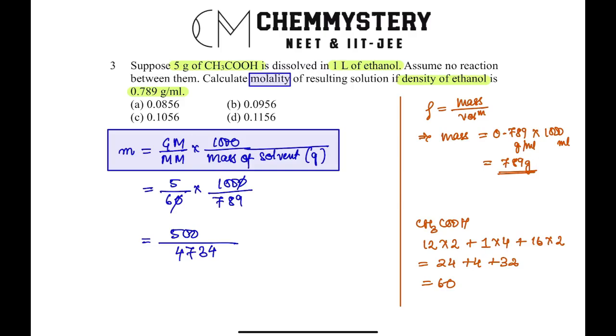Right? So after calculation, finally I am going to get 0.1056 molal. This will be the molality of the solution which we are preparing by dissolving 5 gram of the solute in ethanol. So my answer 0.1056. Option will be C. Done.